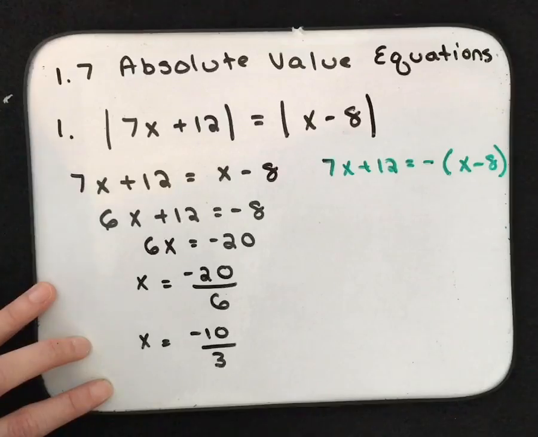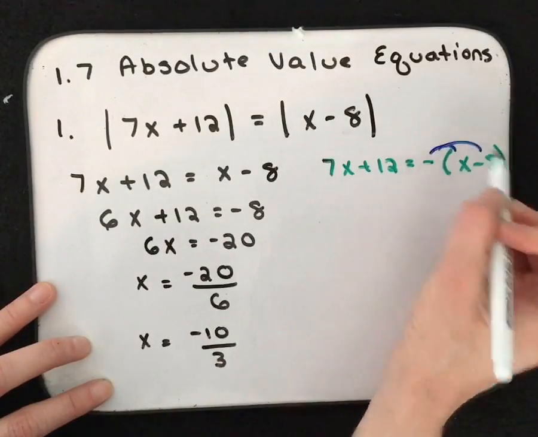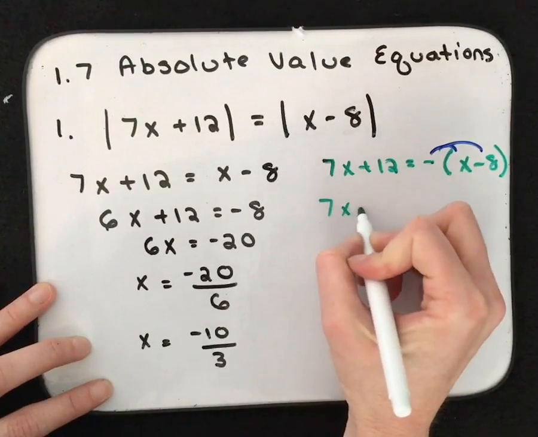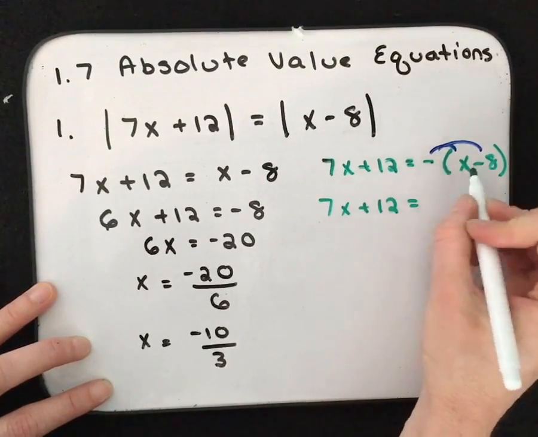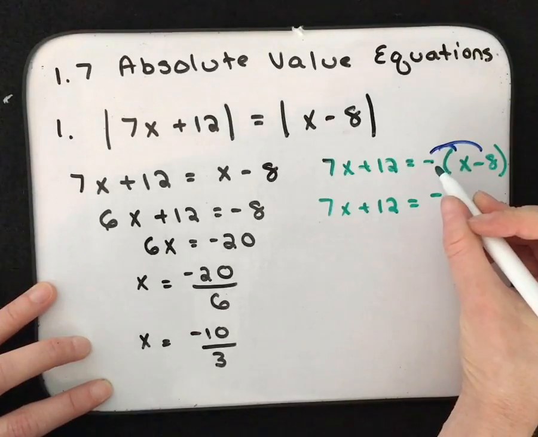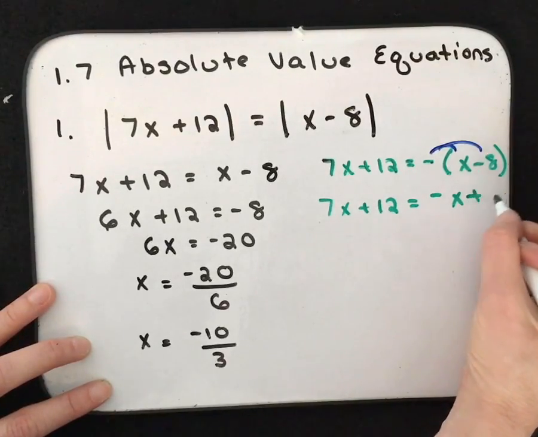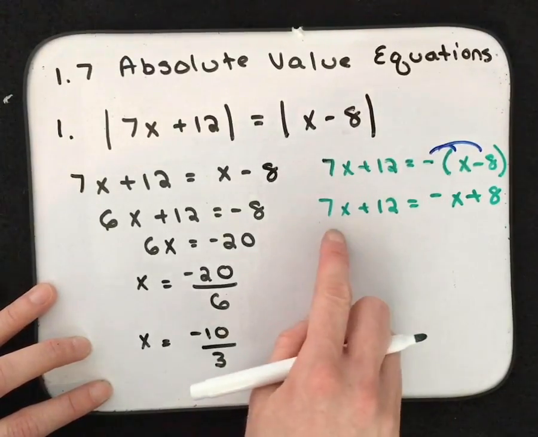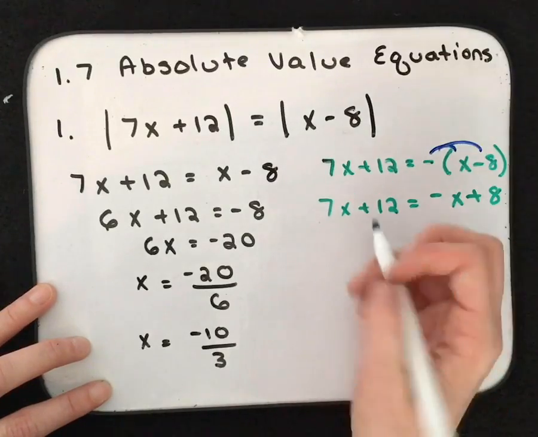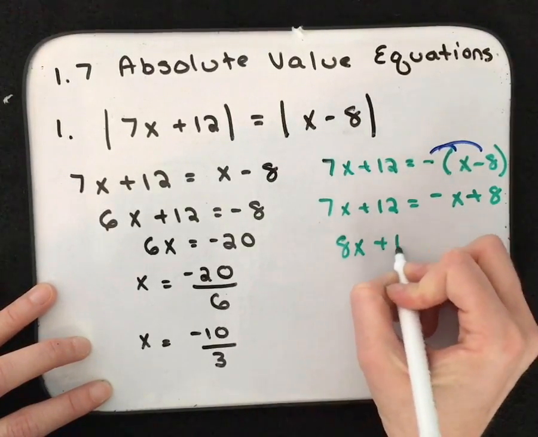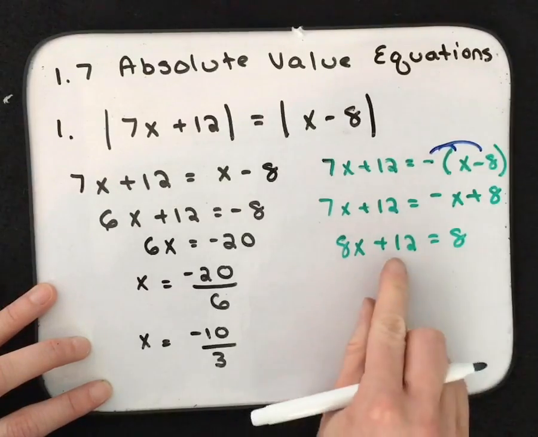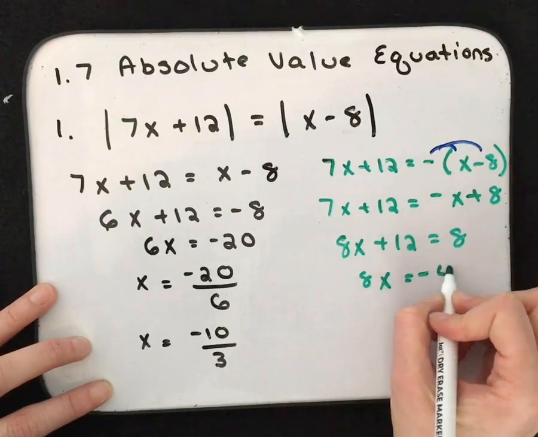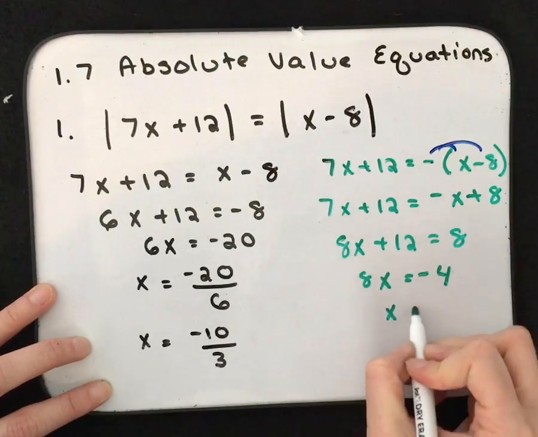Then let's do the same thing over here, but before we can do that, we need to distribute our negative. So if we go to solve this down, we have 7x plus 12 equals negative x. And then we had a negative times a negative gives us a positive 8. We have 7x's over here, negative 1 over here, so let's move that one over. 7x plus x is going to give me 8x. Moving the 12 over, dividing both sides by 8.